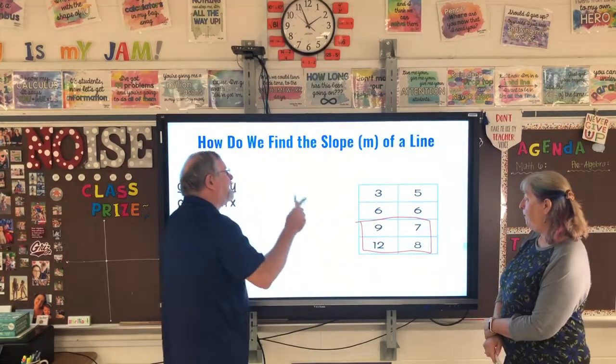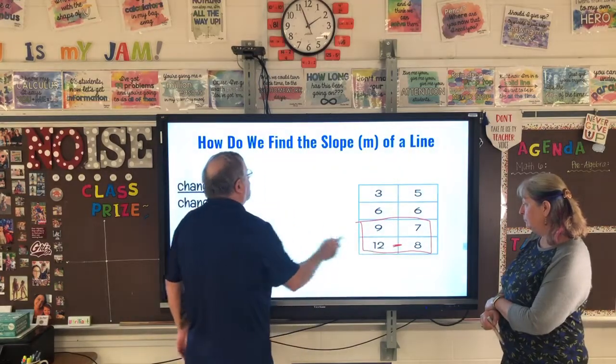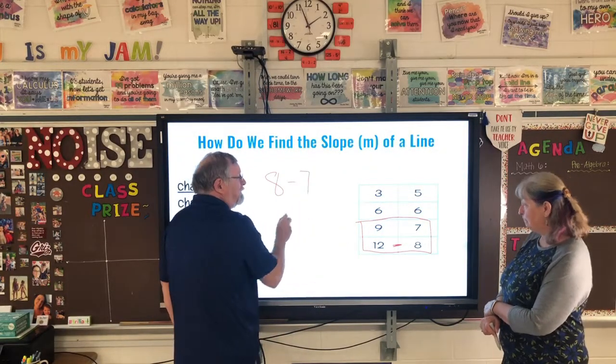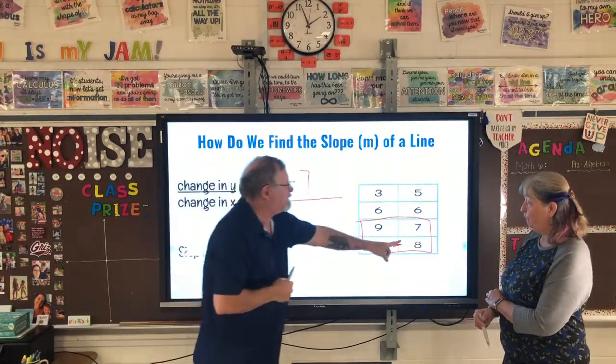Now let's see if I can get this right the first time. Okay, we're going to start with this pair. And so we're going to say 8 minus 7. And then there's the line that separates them.